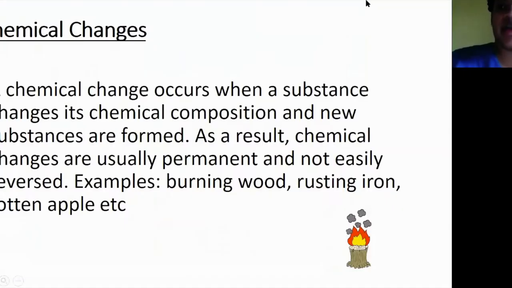All right, now a chemical change is one in which a new substance is formed. It is not reversible. The changes are usually permanent, and examples are burning wood, rusting iron, a rotten apple, etc.